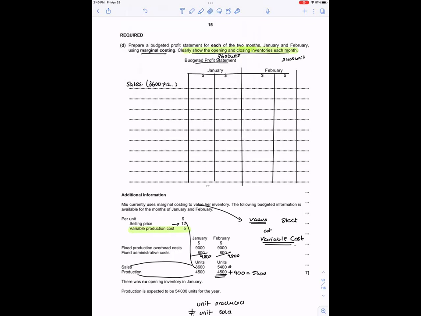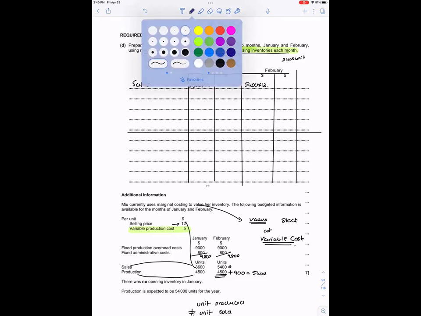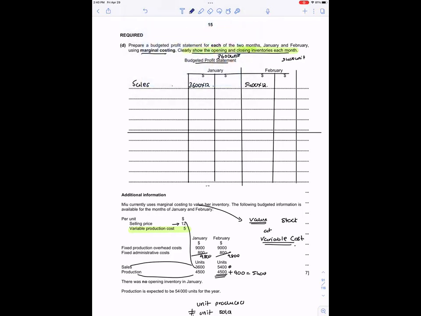43,200. Can we do a working first to just calculate the amounts? So I'm doing sales. For January, it is 3,600 into 12. And for February, it is how much? 5,400 into 12. Give me the amounts. For Jan, it's 43,200.